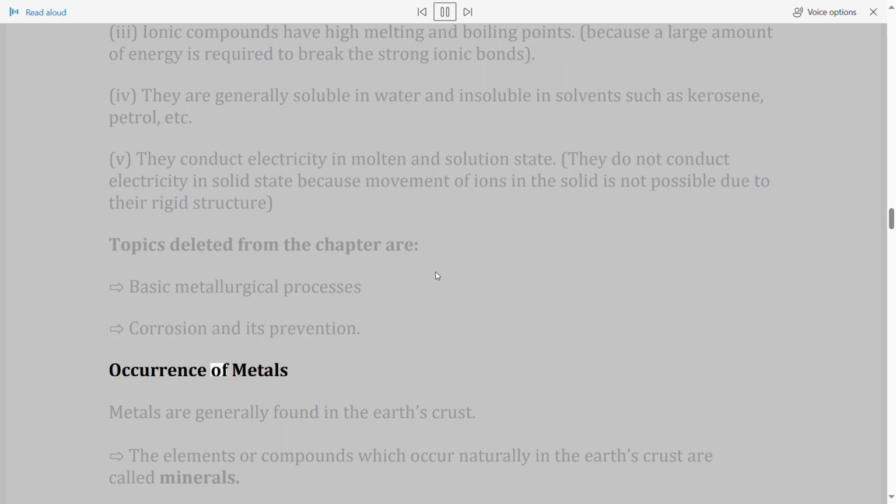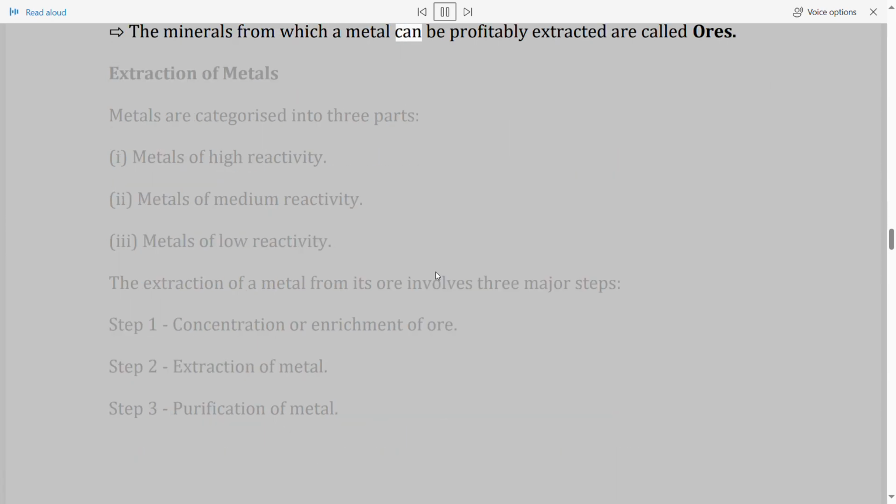Occurrence of metals. Metals are generally found in the Earth's crust. The elements or compounds which occur naturally in the Earth's crust are called minerals. The minerals from which a metal can be profitably extracted are called ores. Extraction of metals. Metals are categorized into 3 parts. 1. Metals of high reactivity. 2. Metals of medium reactivity. 3. Metals of low reactivity.